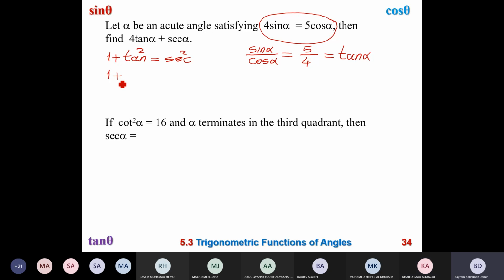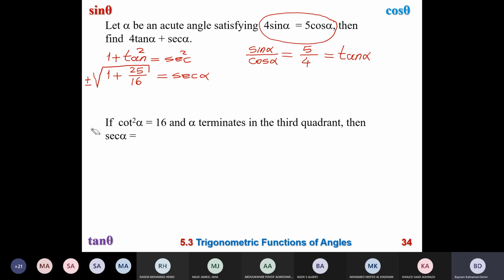1 plus tangent squared is 25 over 16, huh, Shabab? Yes. And when you take the root, it will give you secant alpha, Shabab. Yes. And you see, normally we should have positive or negative here, but I'm choosing positive. Why, Shabab?